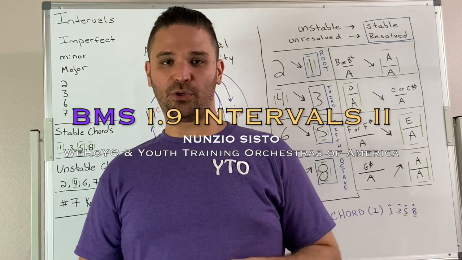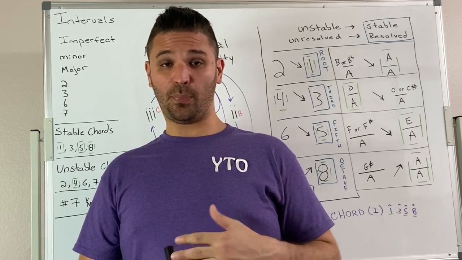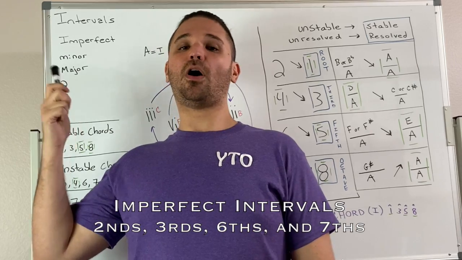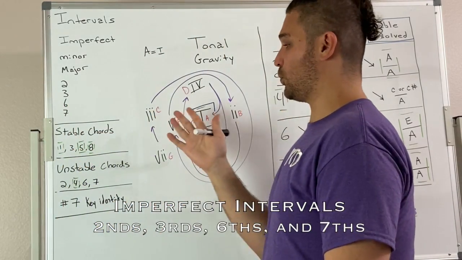series, Intervals Part 2. In the last episode, we went over the unison, the fourth, the fifth, and the octave, our perfect intervals. Now we're going to go over our imperfect intervals. Before we go on, we're going to mention tonal gravity.